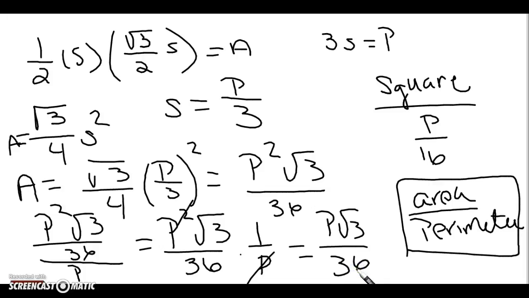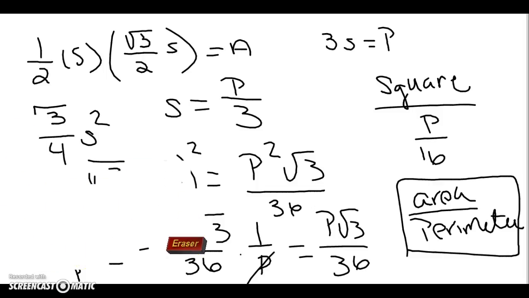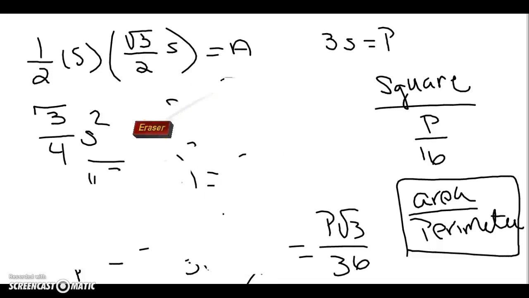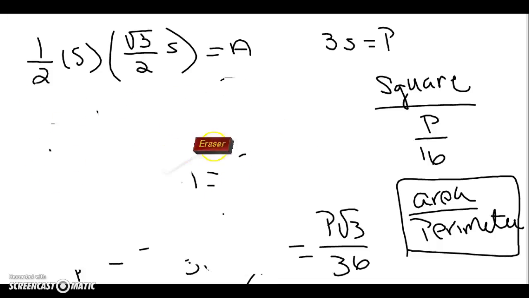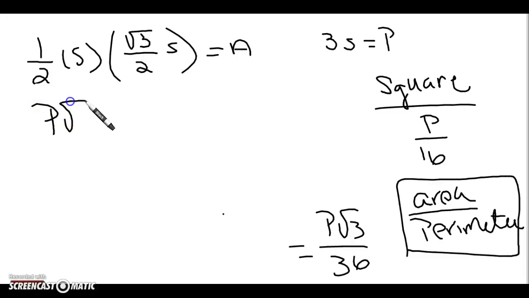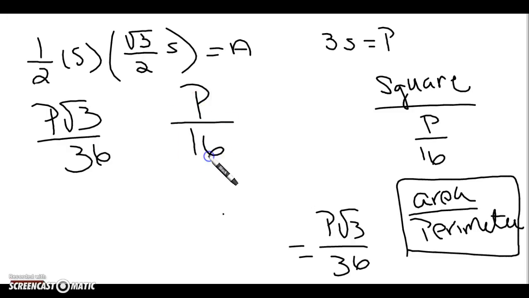Okay, so I've run out of space, so I'm going to have to erase some of this. I apologize. You can rewind it, go back and look at it, pause the video, whatever you need to do. Okay, and so we want to compare P square root of 3 over 36 to P over 16. I want to see which one is actually greater, and so I'm going to have to use my calculator.